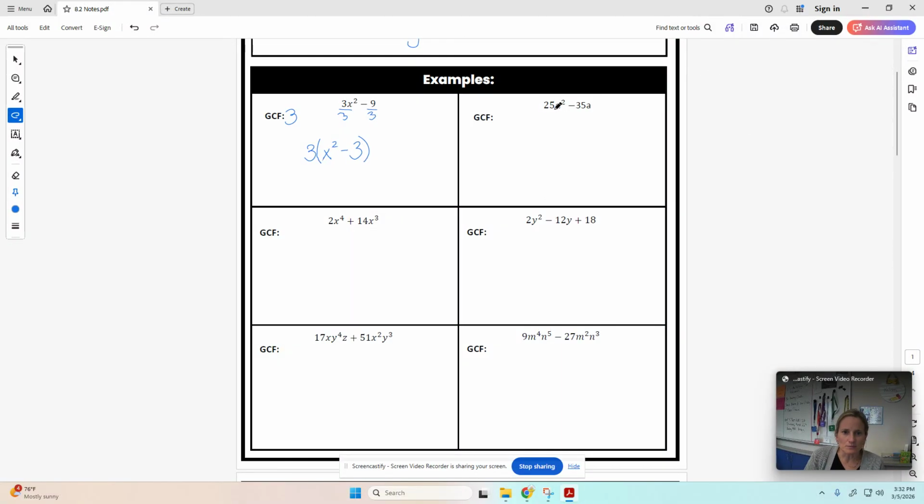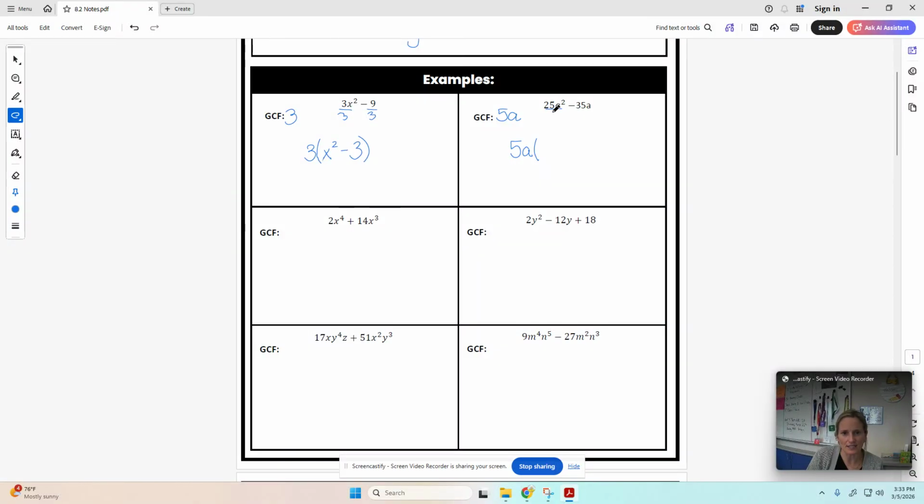In this next problem, we need to think about the largest number that both 25 and 35 are divisible by, and that number is 5. Because both terms have an a, even though the font is different, they're both a's, a is going to be part of my greatest common factor. To determine the exponent on a, I just want to see the lowest exponent of a. This is a squared, this is a to the first, so my greatest common factor has that lowest exponent of just 1.